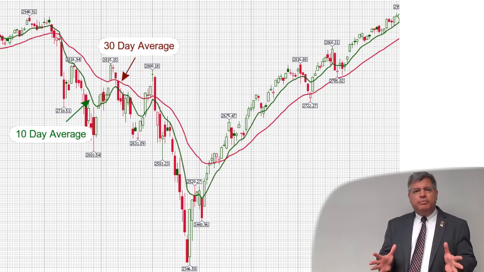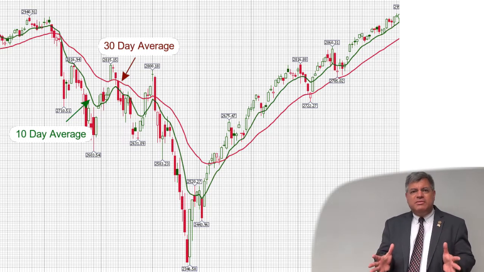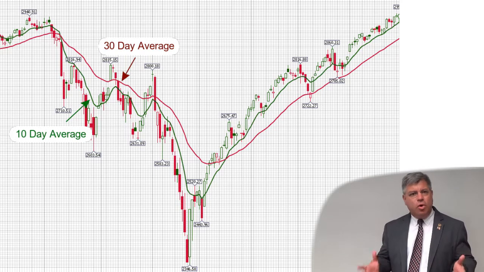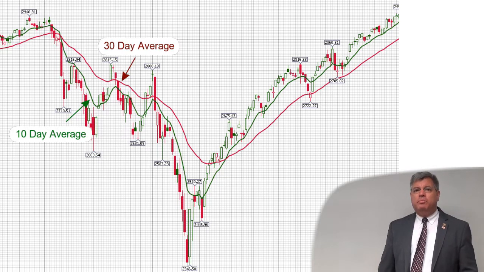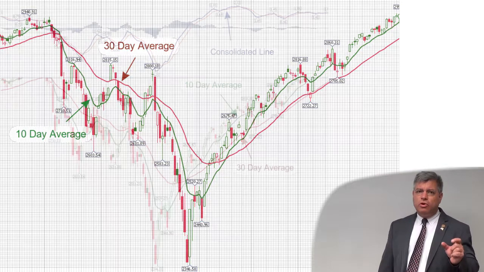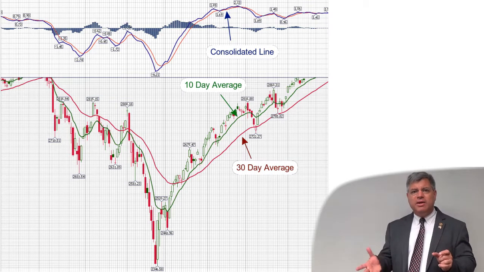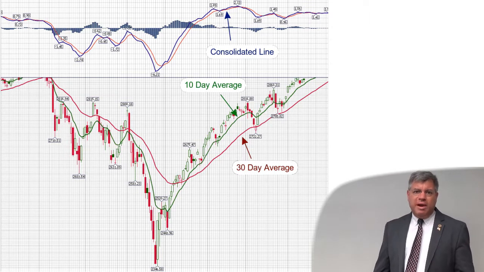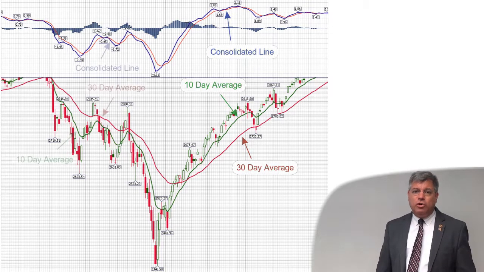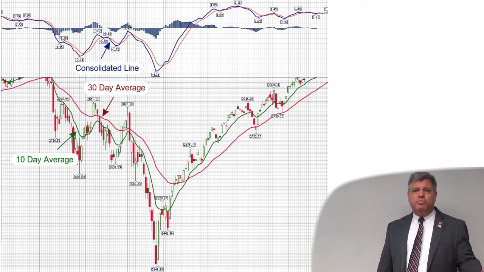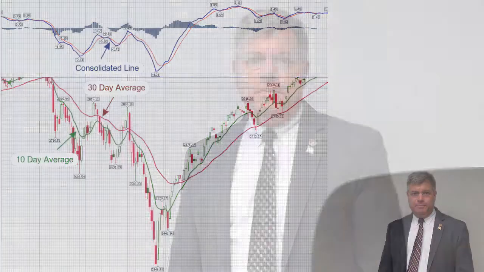To make an easily readable chart, we condense this comparison into a single line. Prices always fluctuate up and down. But as long as the shorter-term average stays above that longer-term average, then the line stays above zero, and we conclude the trend is up. If the shorter-term average drops below the longer-term average, then the line goes below zero, and a downward trend begins.